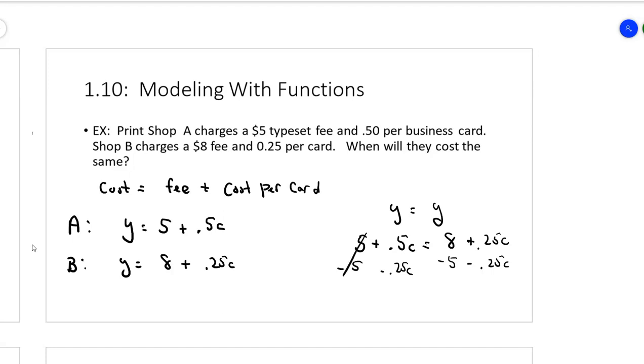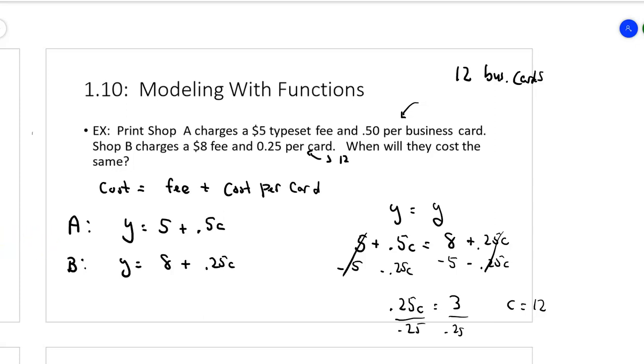So 5 minus 5 gives you 0. The pieces that have the variable, the 50 cents minus 25 cents gives me 25 cents per card, and 8 minus 5 is 3. Those zero out as well. Okay, dividing by 0.25 is the same thing as multiplying by 4. So we get 12. So 12 business cards is where they're the same. If you have fewer than 12 cards, then go with these guys because they'll charge less up front. If you have more than 12, go with that one. And if you have exactly 12 cards, then, I don't know, go with the one that's closest to your house and has better hours.